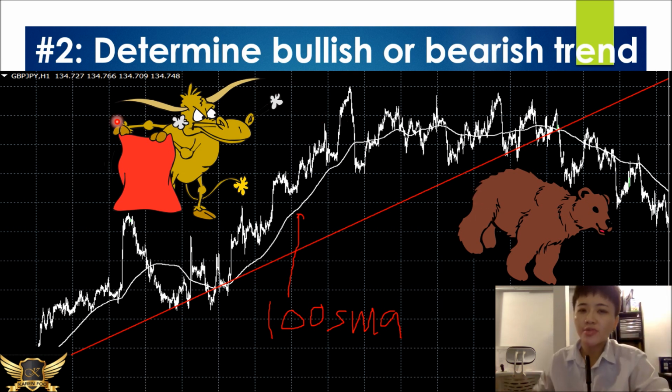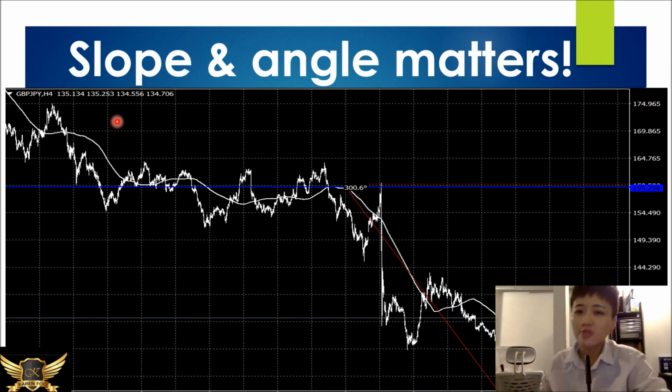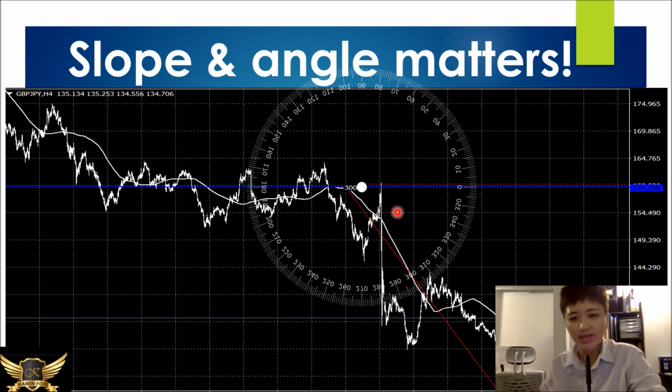Now one tip you need to understand when it comes to moving average is the slope. Like what I said just now, the slope is very important. The angle is very important. So for example, if I draw a horizontal line over here and measure from 0 right to here, can you guess what's the angle? Look at this right now. About 60 degrees from the horizontal level.